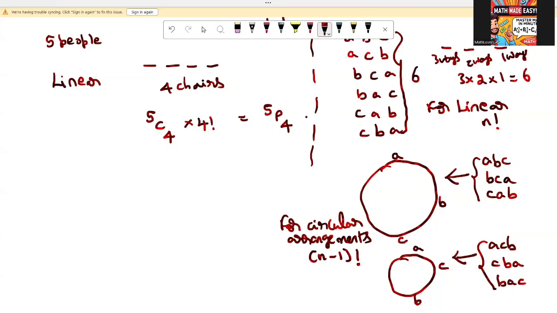And the next consideration is if clockwise or anti-clockwise doesn't matter. It would not matter if you are looking at identical objects or something. Then our answer is n minus 1 factorial divided by 2. If clockwise or anti-clockwise does not matter, then we'll have n minus 1 factorial divided by 2. So that will be our answer.